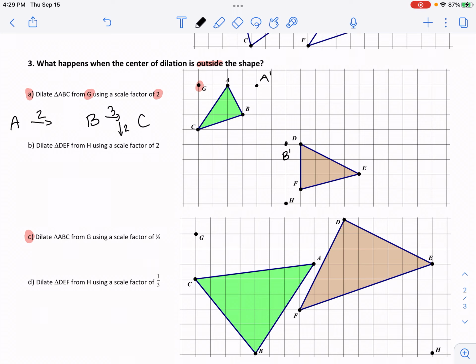And finally C, we're going to go down 3. Multiply by 2, we're now going to go 6 down. So down 6, 1, 2, 3, 4, 5, 6. That's C prime. All right, not too bad. We're connecting here. Connecting, whoa. Let's get rid of that. And connecting here. All right, so we get this triangle, should be same shape, same size.